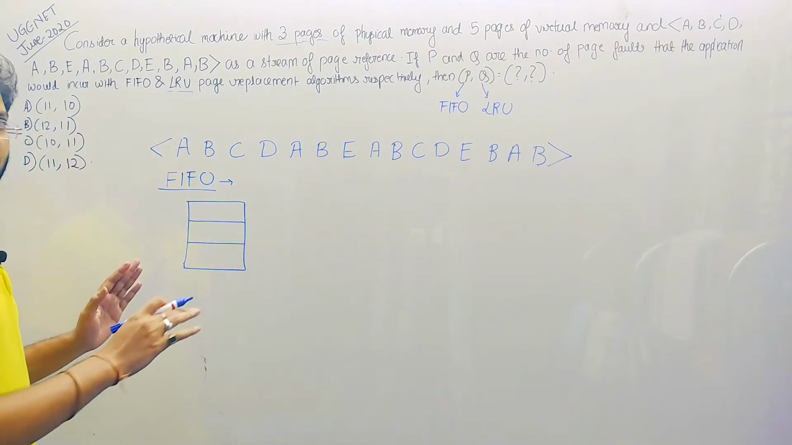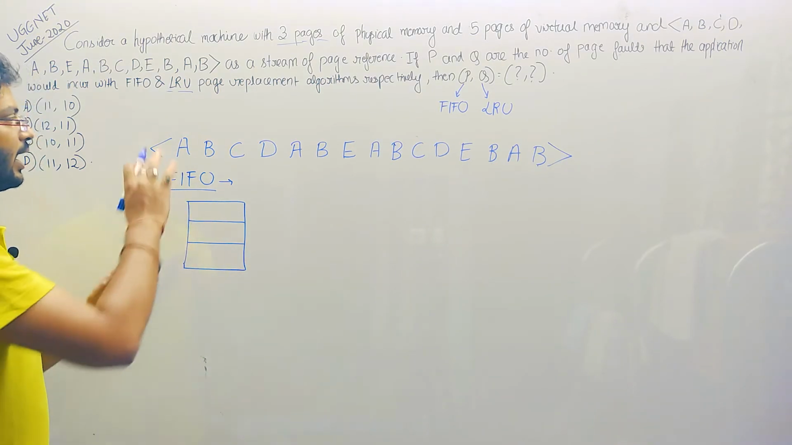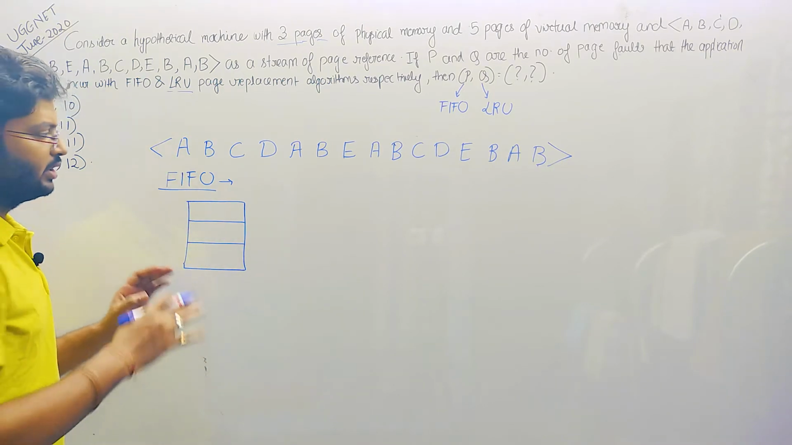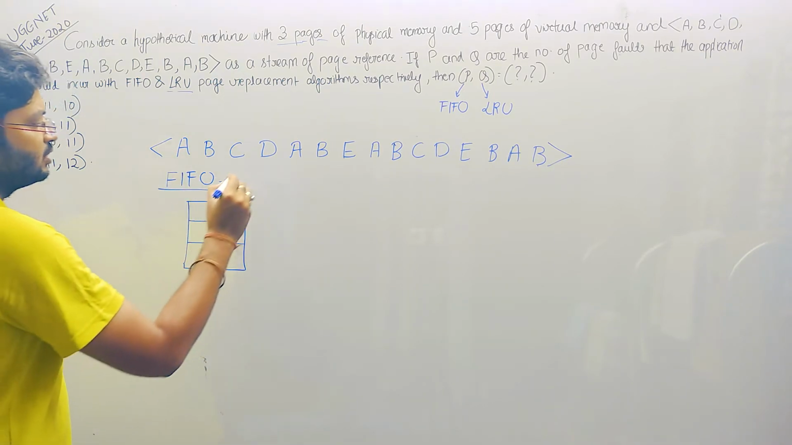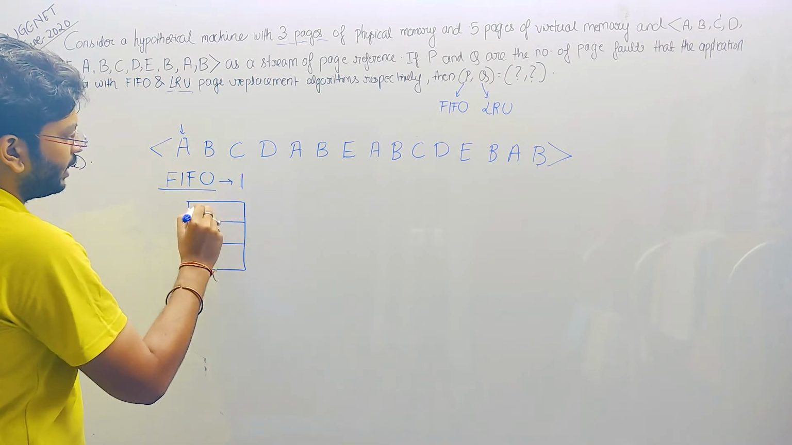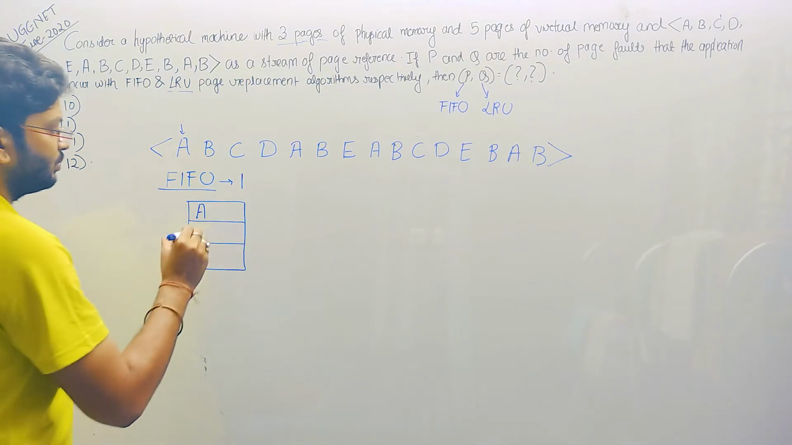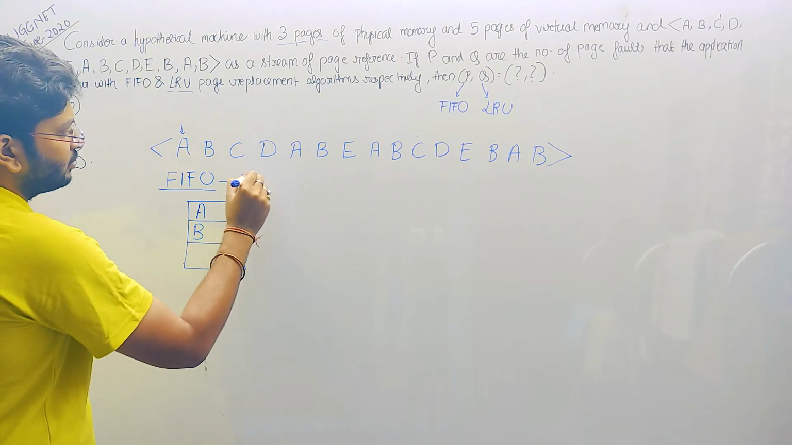A, there is nothing, the table is empty, so I have to insert A. It is a page fault. I am searching for A, it is not there. It is a page fault, so I have to insert A. So for A, number of page faults is 1, and I have inserted A. Then comes B. B is also not there, I have to insert B. So I inserted B, and it is also a page fault.